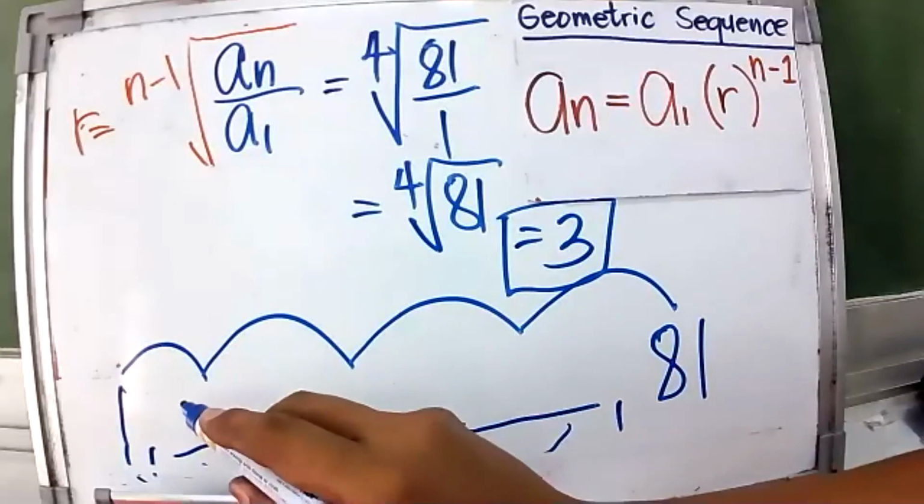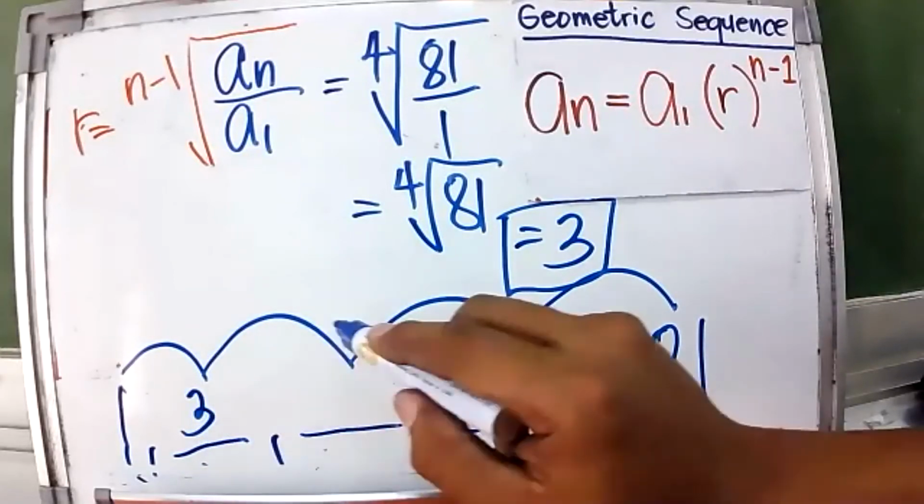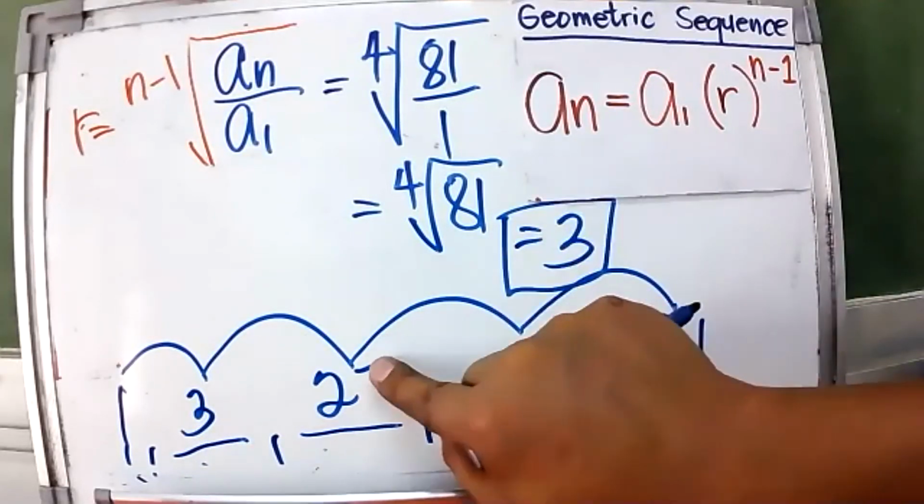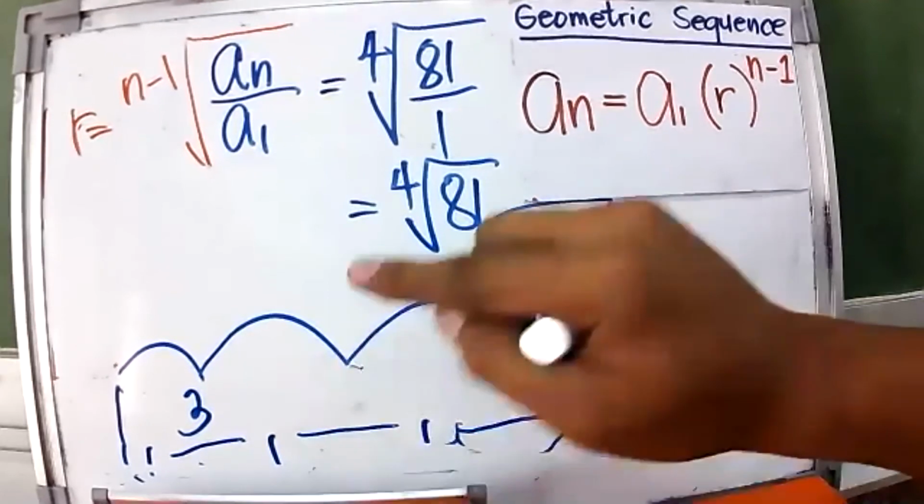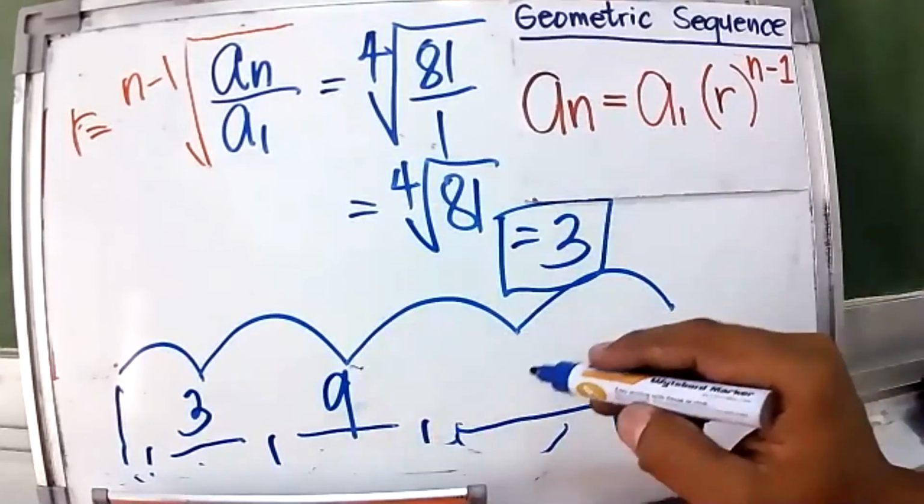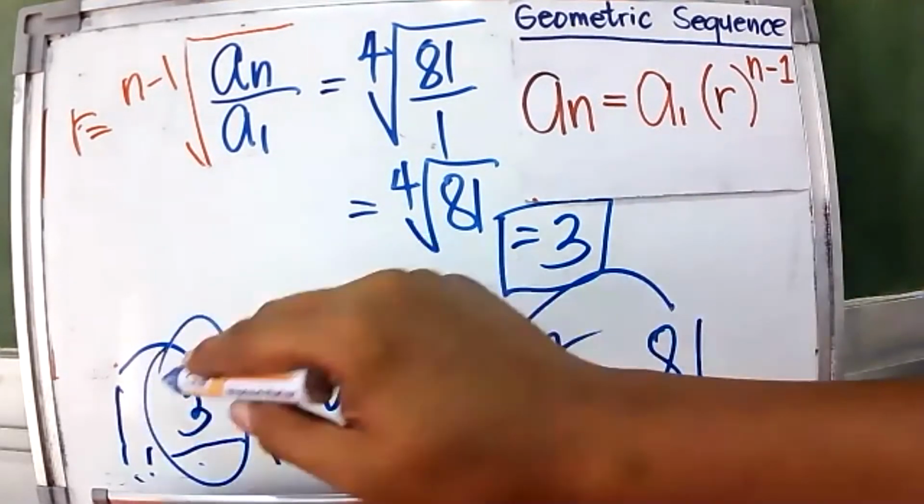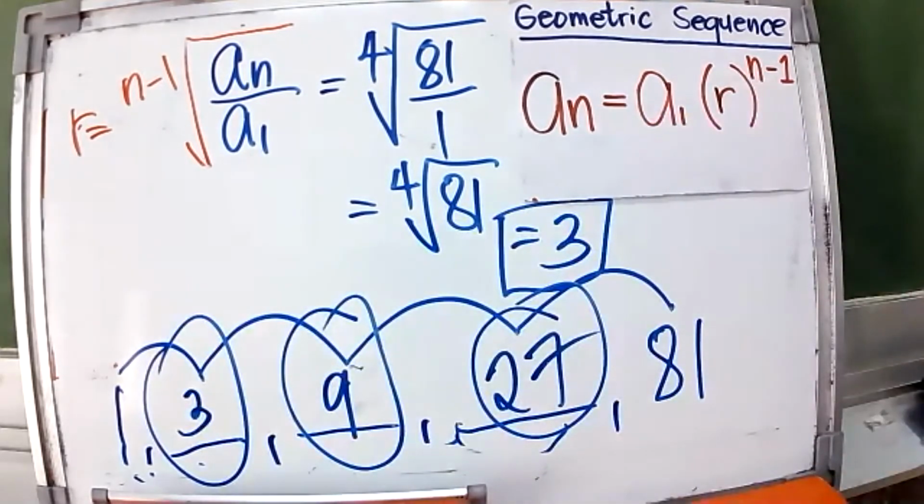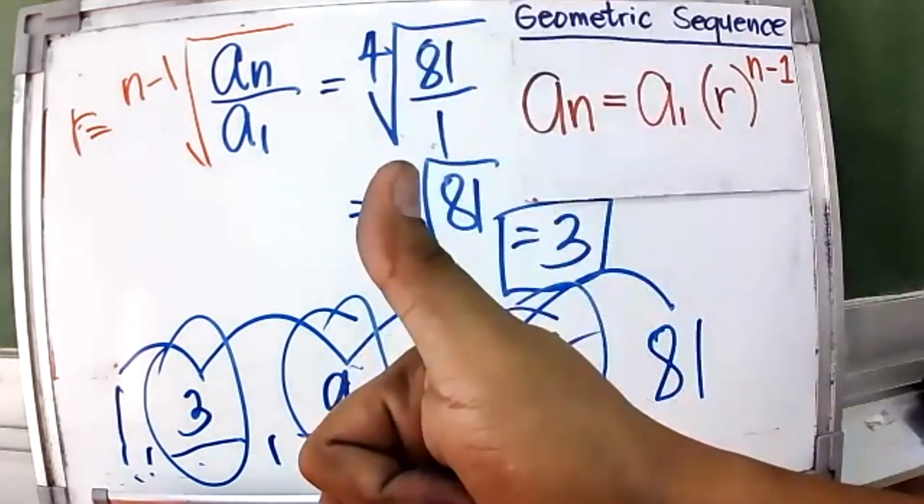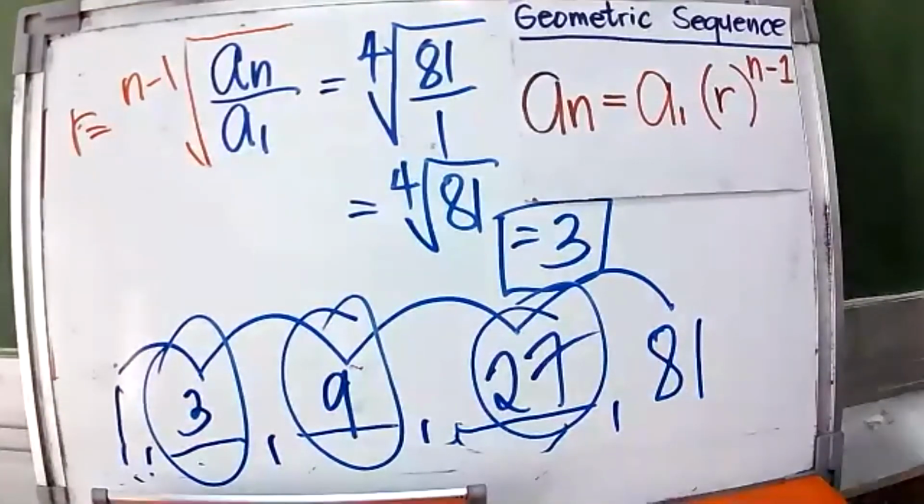Okay, and then 1 times 3, that's 3. 3 times 3, that's 9. And then 9 times 3, that's 27. And of course, 27 times 3 as well, that's 81. And these are the 3 geometric means. Got it? One more. Ready?